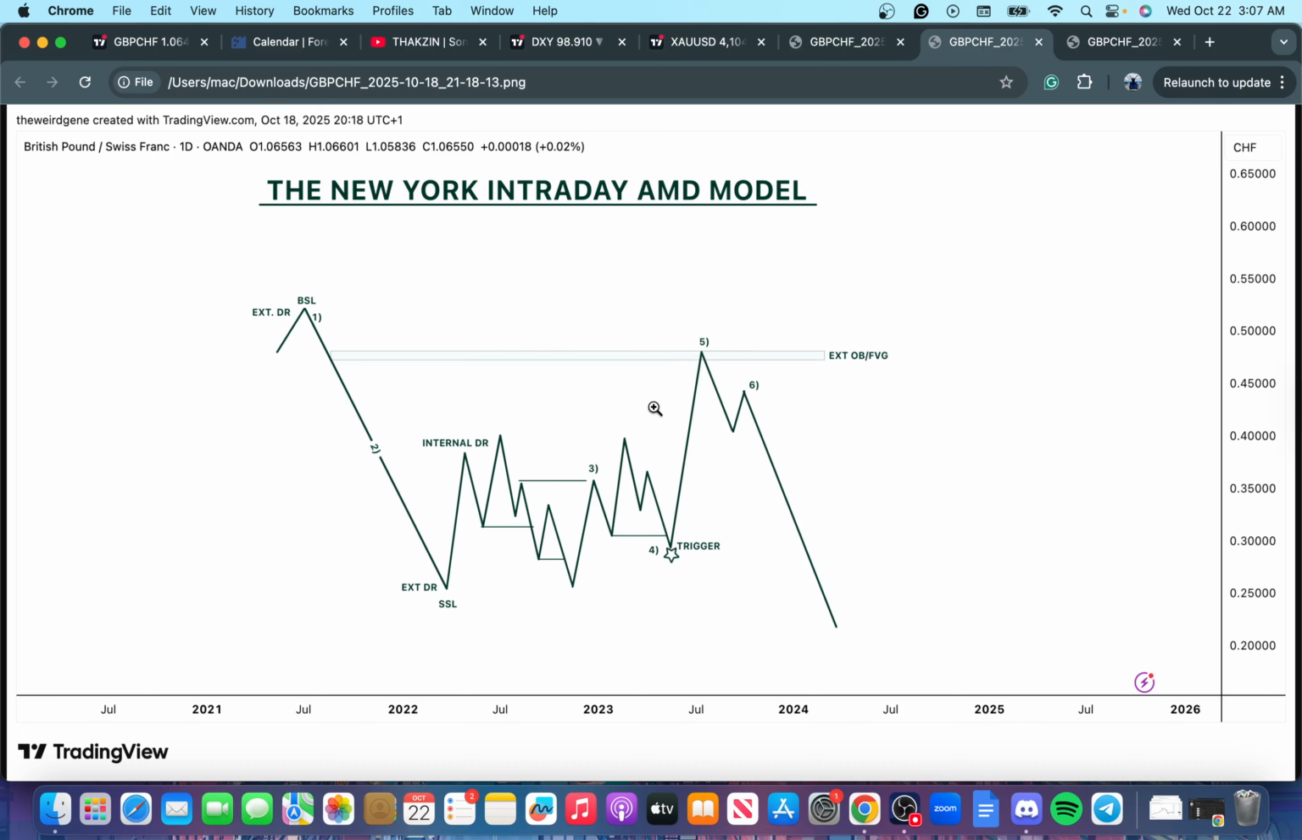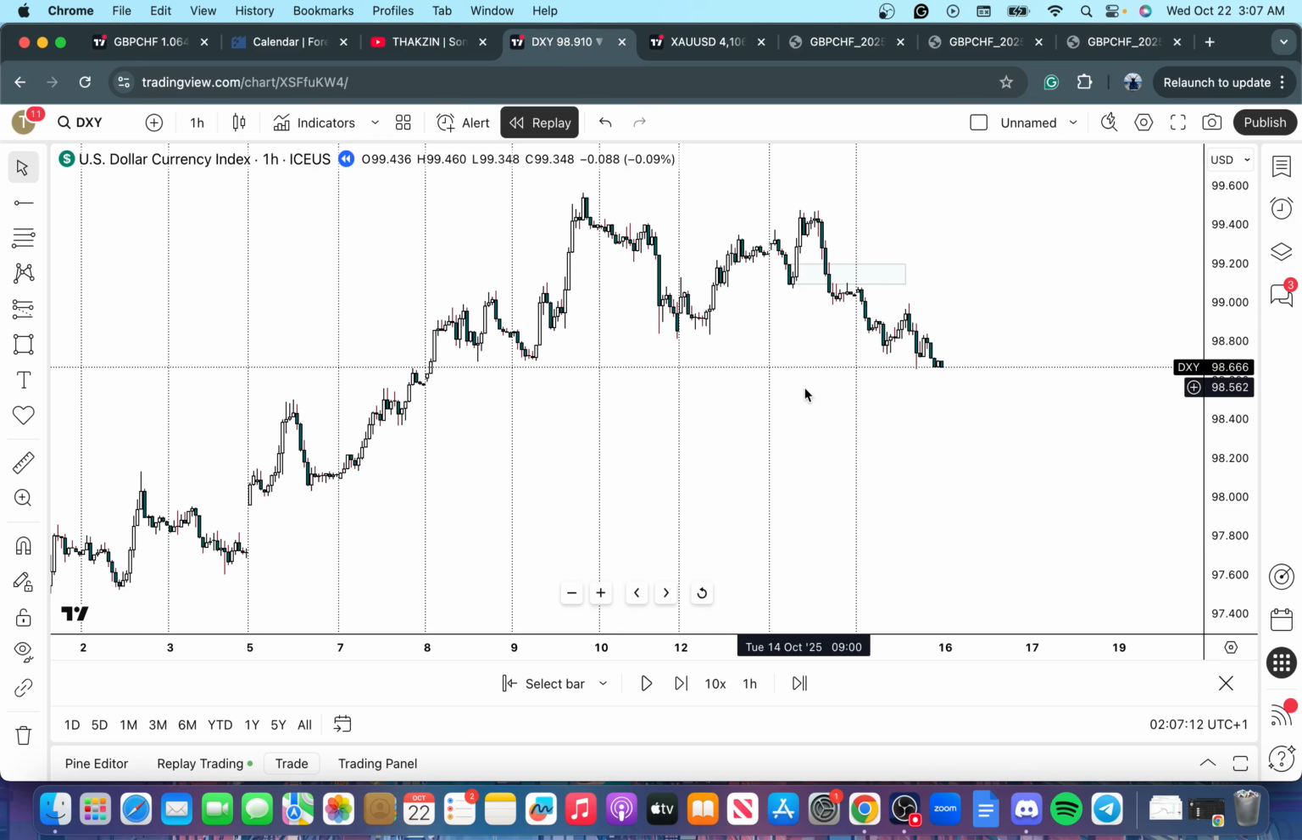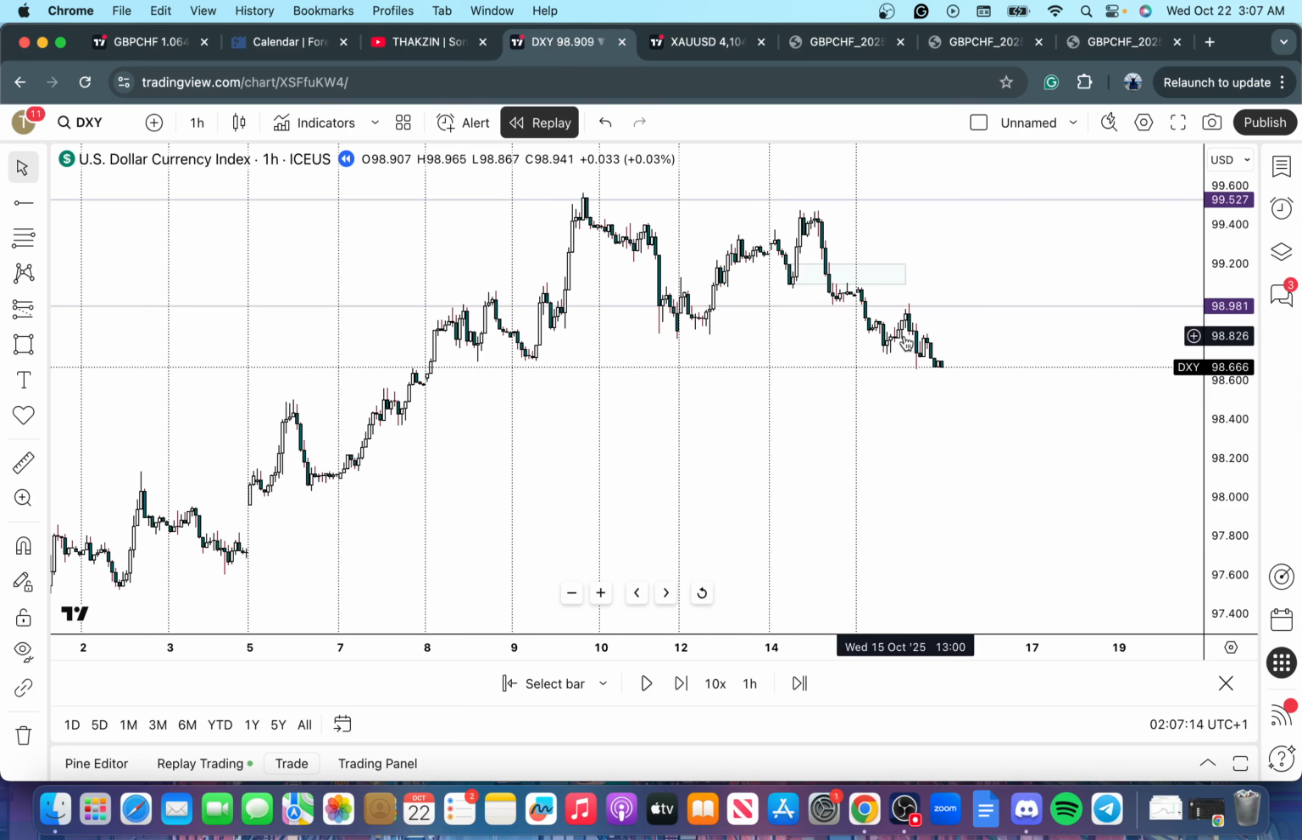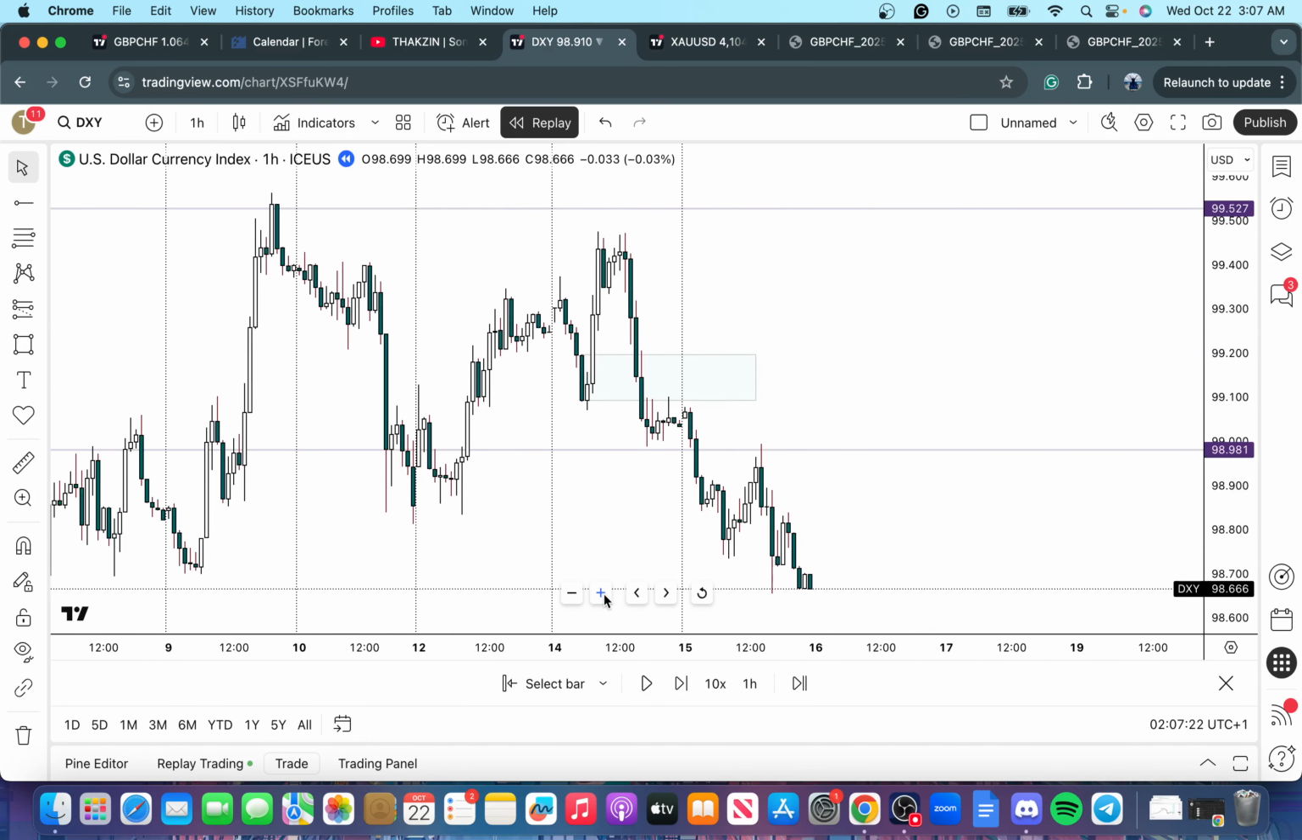So we can look at an actual example on DXY from, this was Wednesday, 2 days ago. Not 2 days ago, last week. I said 2 days ago. So this was from Wednesday last week.